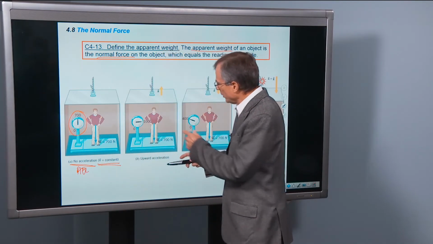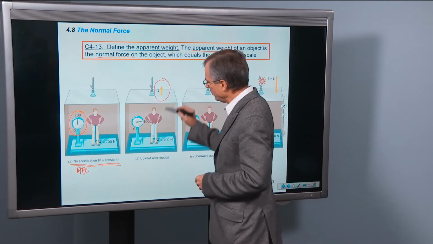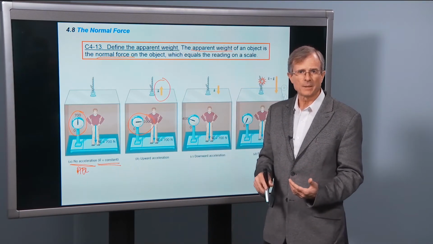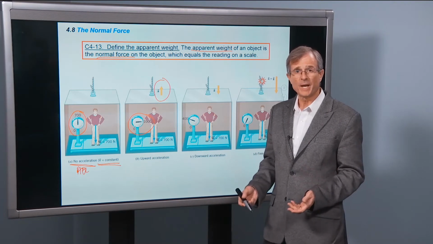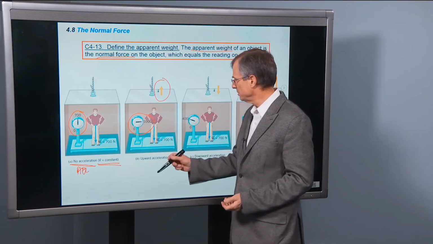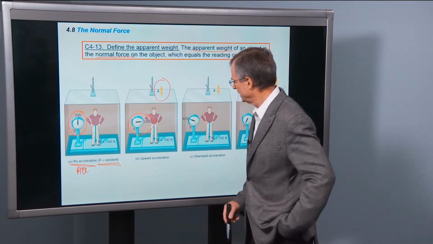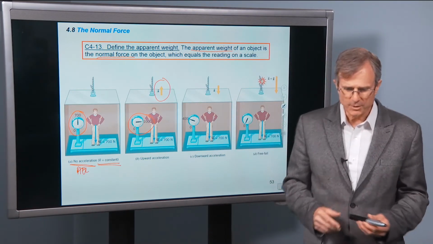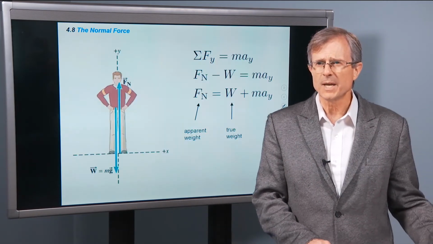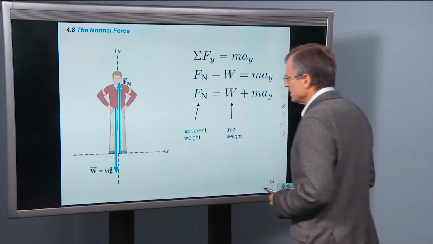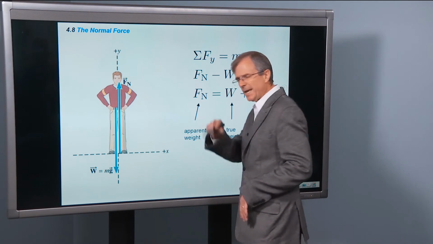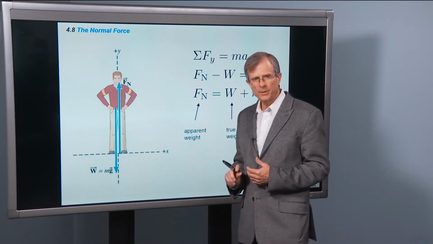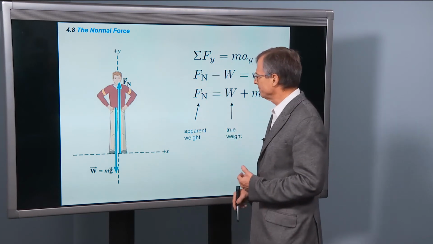But during that short period of time while it's accelerating upward, you would read a greater force on that scale, a greater normal force on your bathroom scale, 1,000 newtons instead of 700 newtons. Similar for downward acceleration and free fall. So I'm going to actually do the calculation here to show what's happening. What are the forces on you when you're standing on the scale? And let's allow for the possibility that you're accelerating either upward or downward.